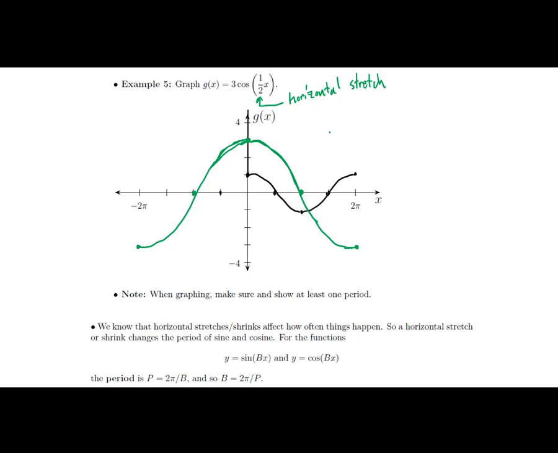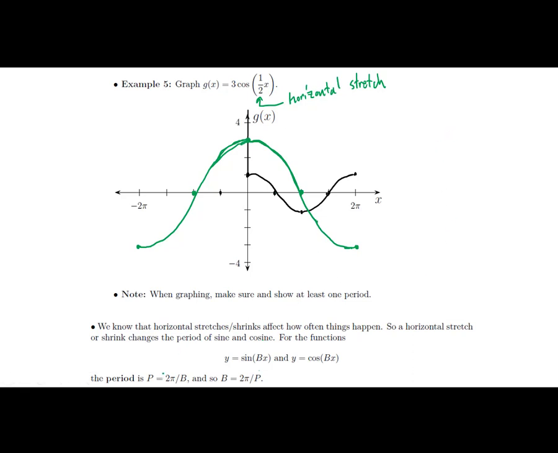This business of a horizontal stretch is always kind of the hardest transformation to apply. So I want to give us a different way of thinking about this. Down here at the bottom, it says y equals the sine of b times x, and y equals the cosine of b times x. Those indicate some sort of a horizontal stretch or shrink. But what I think is really effective is to think about what this number does to the period.